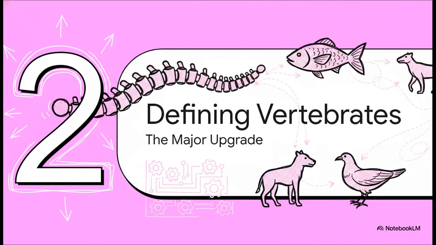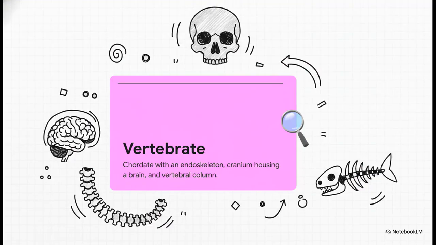Section 2, defining the vertebrate. Let's talk about the major upgrade. So what is a vertebrate exactly? Well, it's essentially a highly specialized chordate. Evolution basically took that flexible notochord and replaced it with a jointed, living endoskeleton made of flexible cartilage or solid bone. We call that the vertebral column, or your backbone.